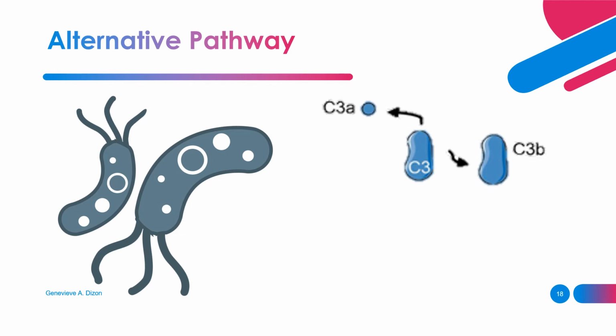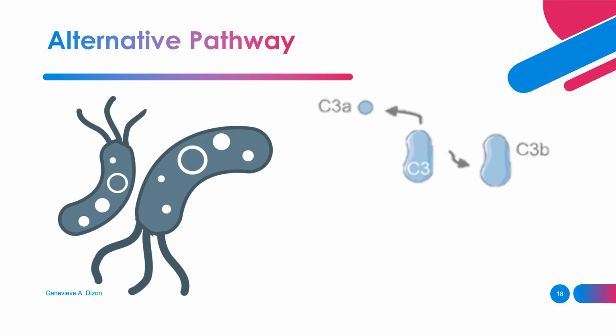So how does the alternative pathway work? One thing to know about the protein C3 is that it spontaneously is converted into C3a and C3b. It does not need to be activated to be converted. There is a continual hydrolysis of C3 in the plasma.